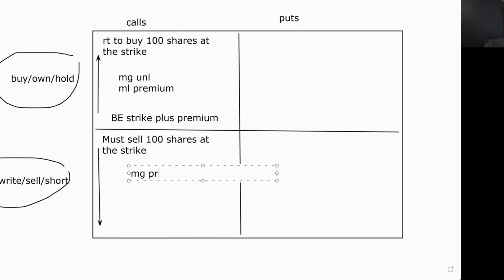Max gain here is premium. Huh, that seems interesting. And then max loss is unlimited. Wow, so it's the opposite, huh? So max gain is premium, max loss is unlimited. Like one person's garbage is another's treasure. So they have opposite ideas.